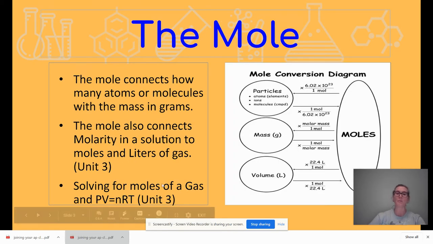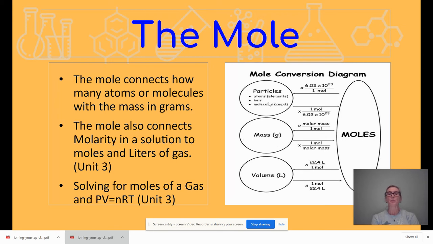So the mole, if you think back to last year, the mole is a pretty big deal. What the mole does is it connects how many atoms or molecules there are of a compound with its mass in grams. So if you look over here on the side, it's like a bridge. You can take moles and find out how many particles there are in a particular compound. You can find out how many grams there are for so many moles. You can find out how many liters. So it just bridges that gap and allows us to convert from one thing to the other.